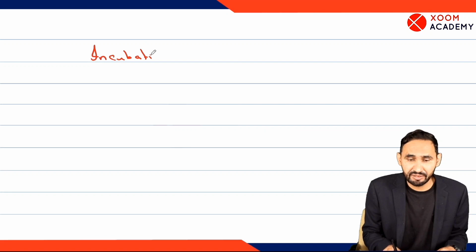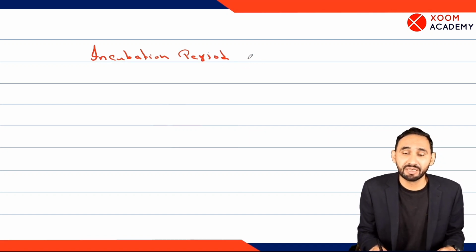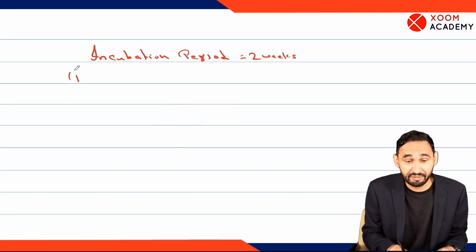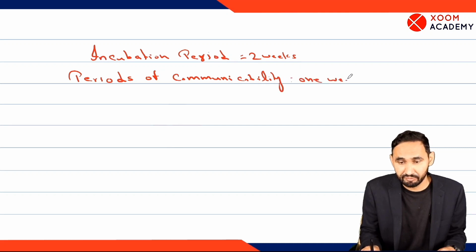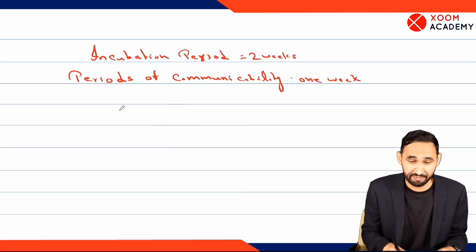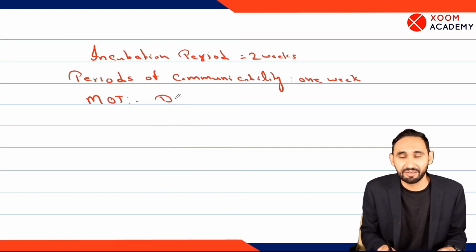What is incubation period? Incubation period is the time period from invasion of the organism in the body till the appearance of signs and symptoms. Roughly, the incubation period of measles is 2 weeks. Period of communicability. For how long does it remain communicable? Measles remains communicable for 1 week. It is important because we have to isolate the case of measles. And mode of transmission. Mode of transmission is droplet infection. Diseases of the respiratory system spread from droplet infection.